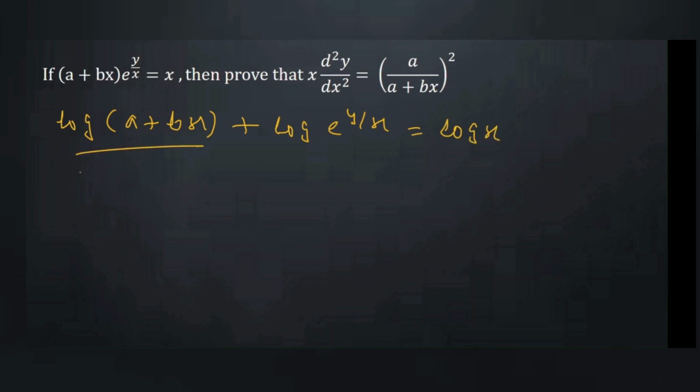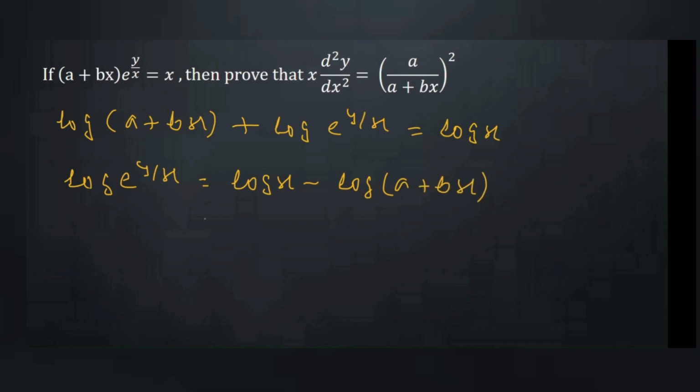Now I'm going to transpose this to the other side. So we can write this as log e raised to the power y over x equals log x minus log (a plus bx). Applying another property of log, we can say that it will give you y over x times log e. Log e is 1, but we can reduce it in the next part. So this is log x minus log (a plus bx).